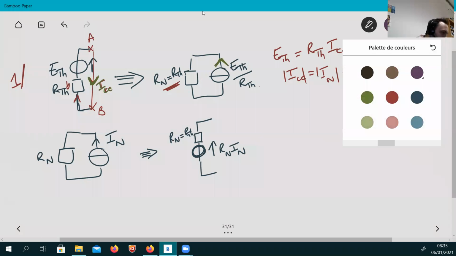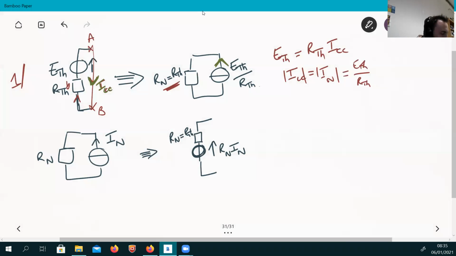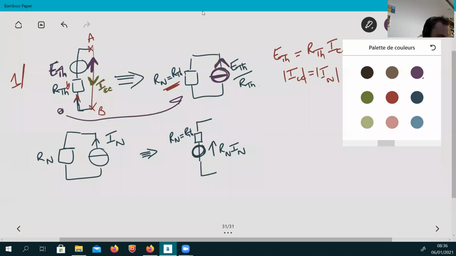This is when you apply the Norton model, but if you don't want to apply it, or you're applying this directly in your mind, going from this model to this one, then you have to keep the direction of the sources. Here you see that ETH is going up. So when you simplify it, your Norton source is also going up. So you keep the direction of your voltages. This is what the first case is.